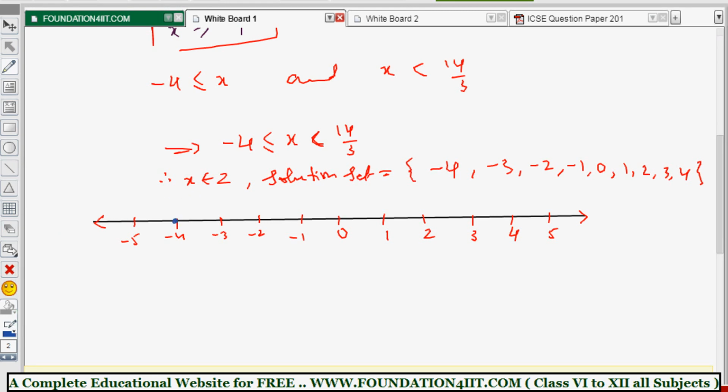That is minus 4, minus 3, minus 2, minus 1, 0, 1, 2, 3 and 4. Complete closed circles just above these. That's it. So this is the number line. Now we'll see the next one.